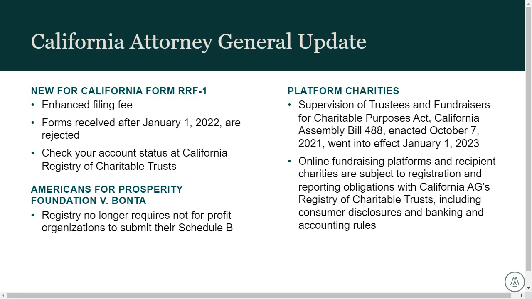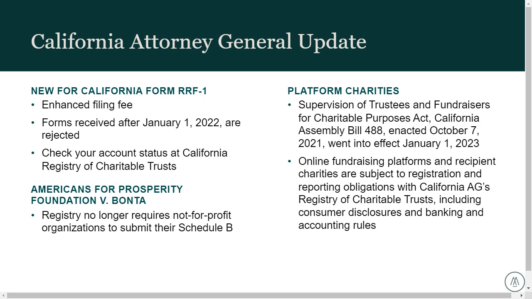An update from the California Attorney General's front, we have a new RF-1 with a new filing fee schedule. So even if your revenue is less than $50,000, the fee is $25, whereas before it was $0. Old versions of RF-1 forms received after 1/1/2022 are rejected automatically. So I encourage you to check your account status on the California AG's website and make sure it's current in case the forms got crossed in the mail.